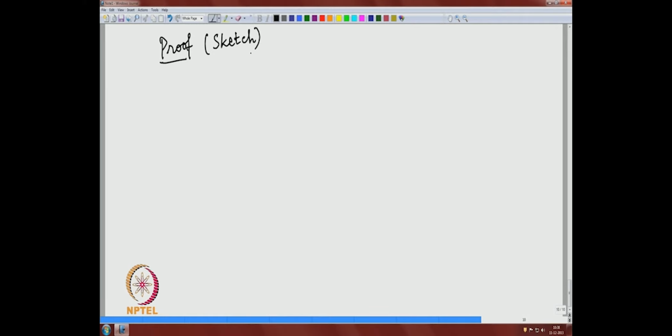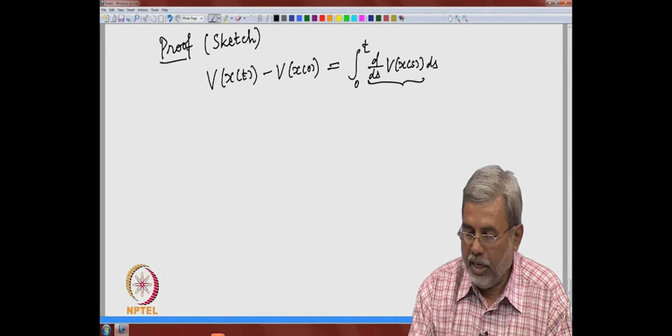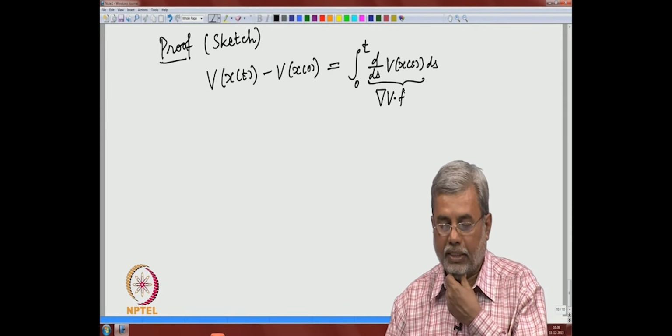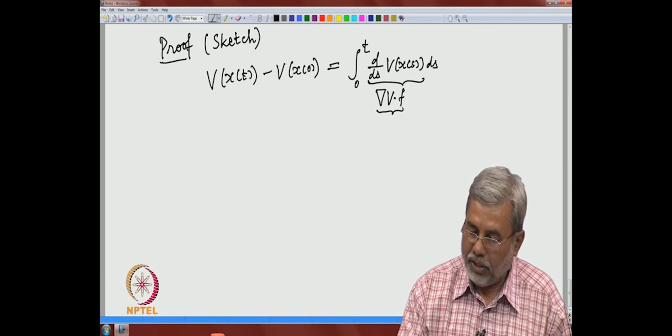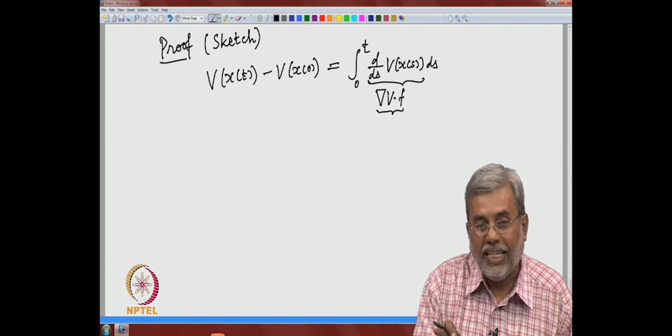Okay. So, again the starting point is the fundamental theorem of calculus. Okay. So, d by ds of V of x(s), and this we have already seen is del V dot f evaluated at x(s). Okay, that's fine. And now you see, our assumption is that this is non-negative. So, that means now V will be increasing. Okay. So, that is the idea.